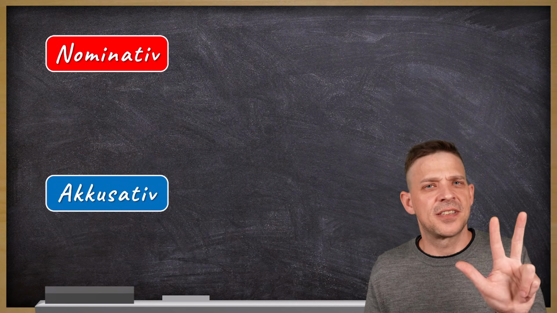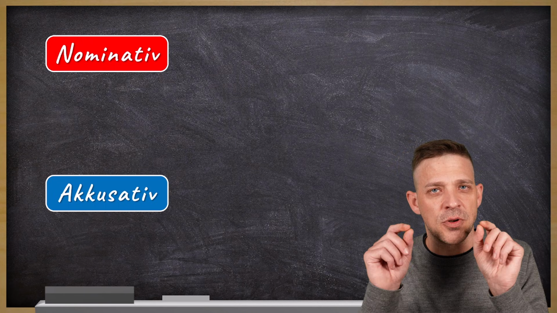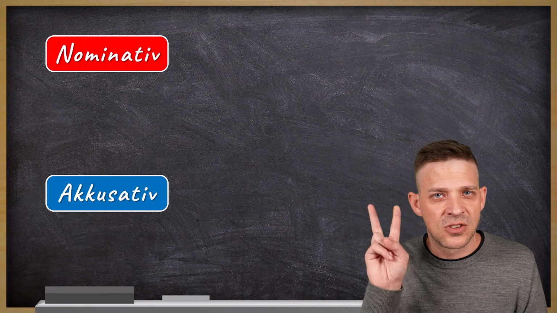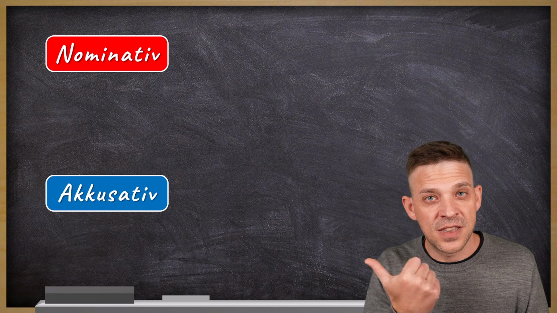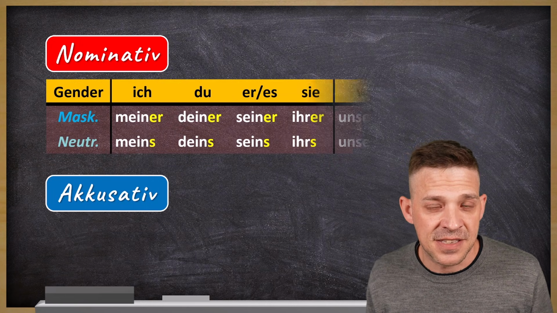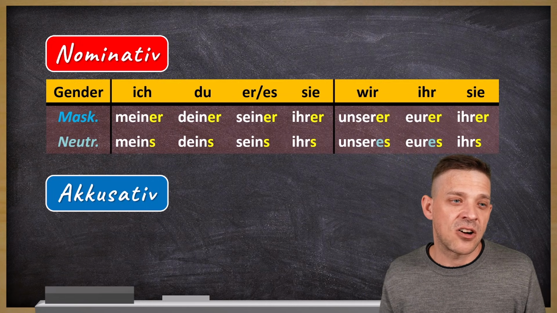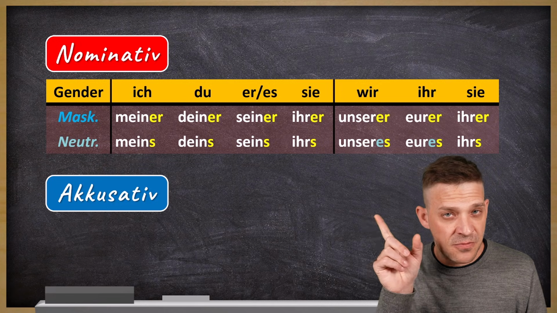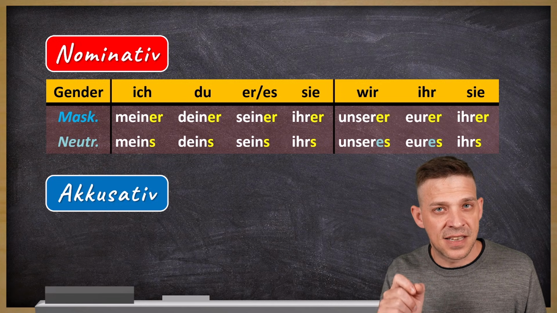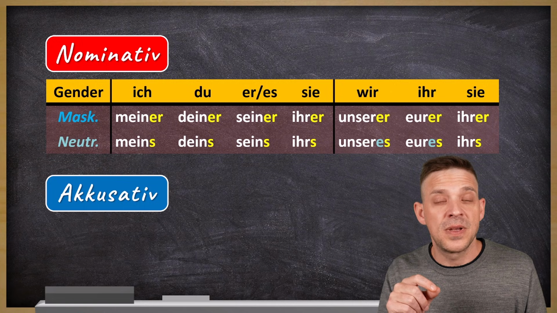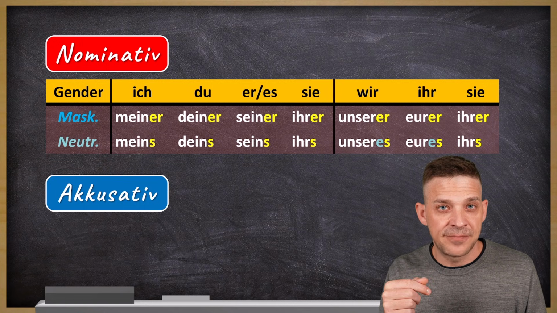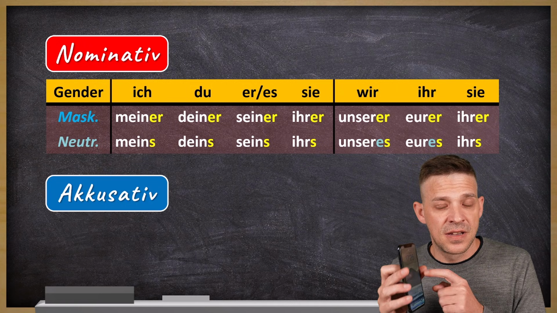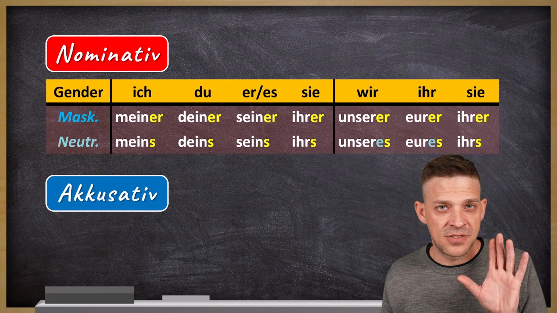And there's actually only three situations where the possessive pronouns are not the same as the possessive articles. Two situations in nominative case and one situation in accusative case. The two situations in nominative case are for masculine nouns and for neuter nouns. So here the possessive pronouns, meiner, deiner, meins, deins, and so on. Possessive articles would be mein. Das ist mein Kaffee, das ist meiner. Das ist mein Handy, das ist meins. So here they're not the same.